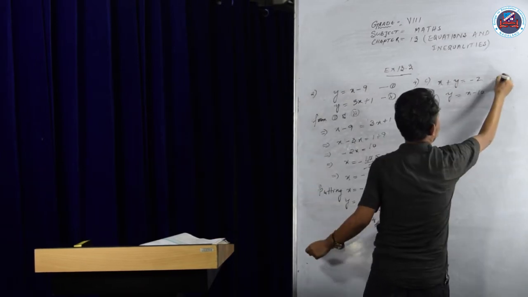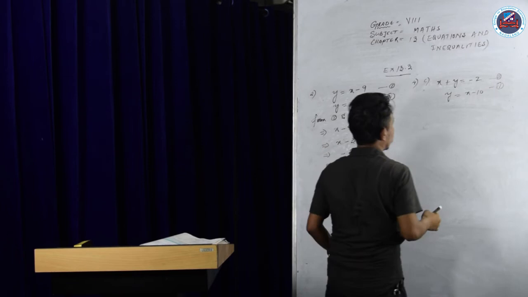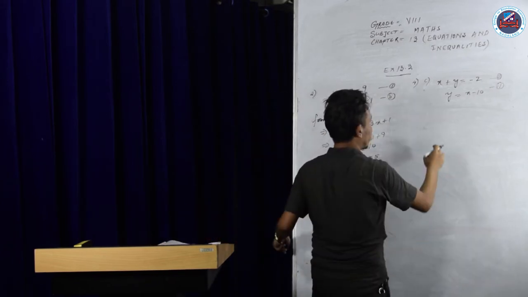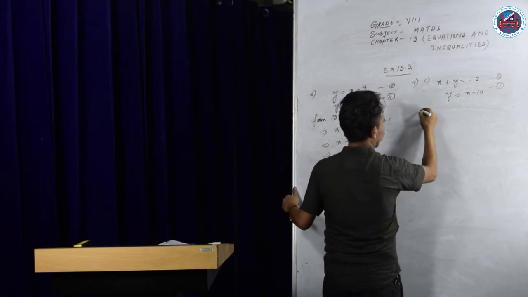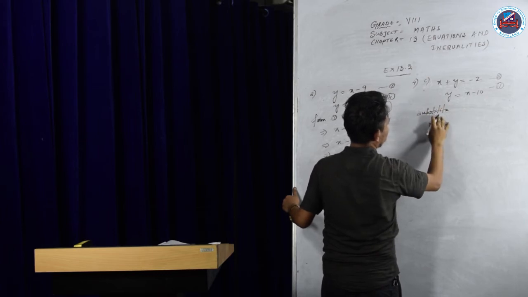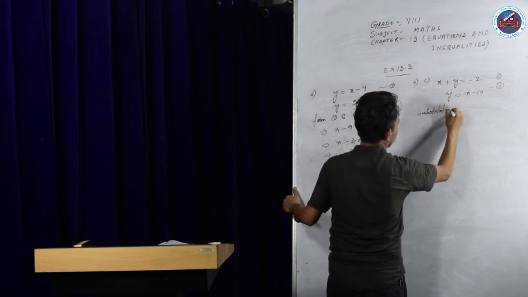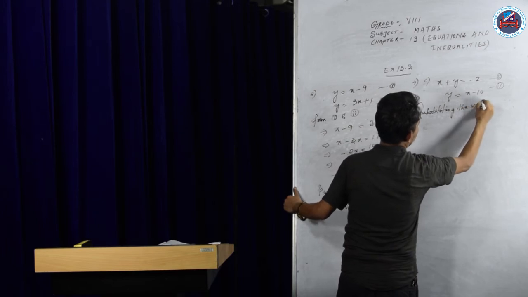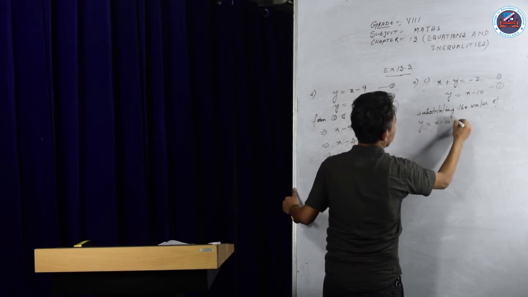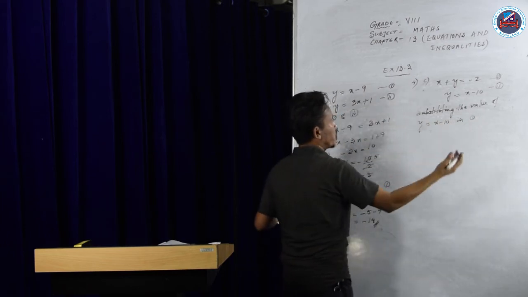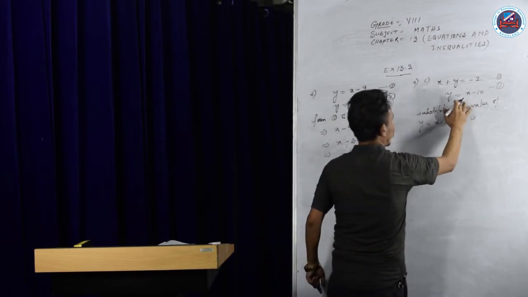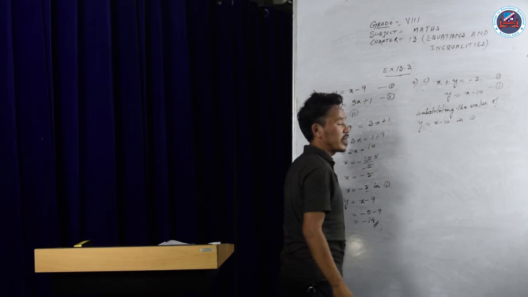So let's take it as equation 1 and equation 2. So what we can do here is substitute the value of y equals x minus 10 in equation number 1, or you can write substituting equation number 2 in equation number 1. That is also the same, or substituting the value of y equals x minus 10 in equation 1. That is the same as.